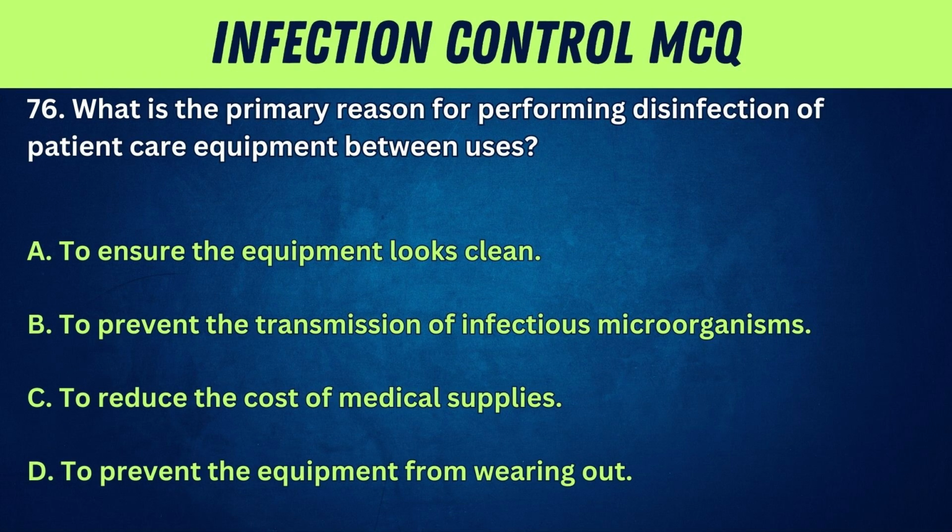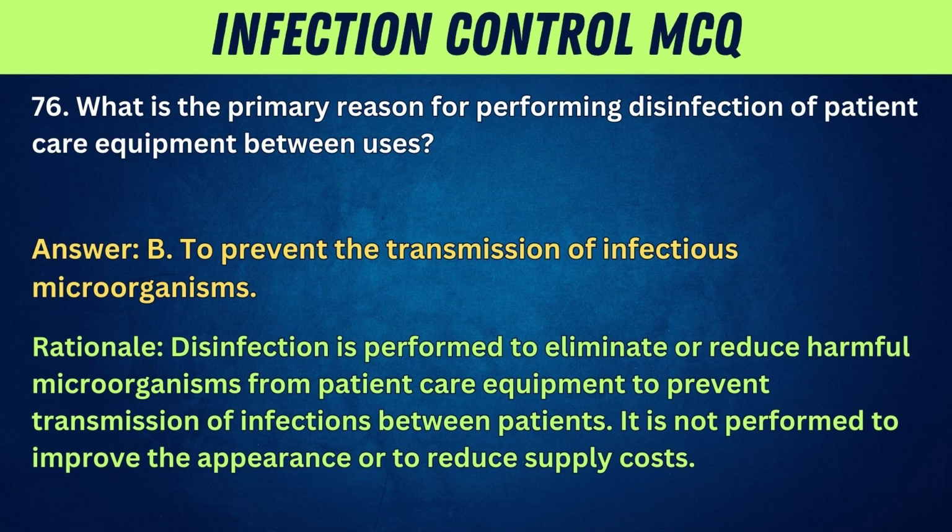76. What is the primary reason for performing disinfection of patient care equipment between uses? A. To ensure the equipment looks clean. B. To prevent the transmission of infectious microorganisms. C. To reduce the cost of medical supplies. D. To prevent the equipment from wearing out. Answer: B. To prevent the transmission of infectious microorganisms.